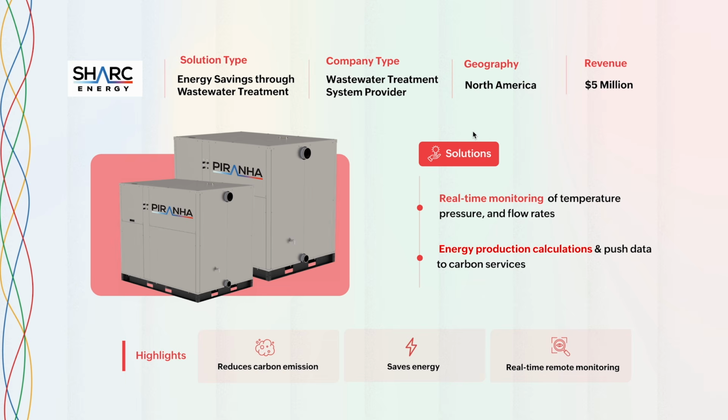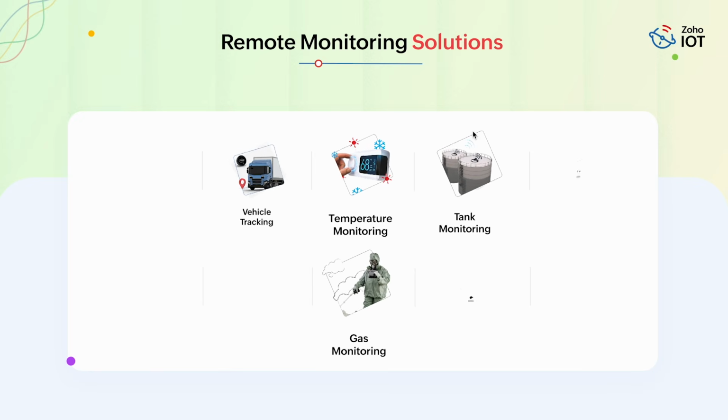And there's one more. Shark Energy is a wastewater and energy savings equipment manufacturer. They deploy this equipment in apartments and residential complexes, where they tap the wastewater and convert the heat to electrical energy, and they push this data to the Zoho IoT cloud, and from there they also claim carbon credits. We have those integrations from the Zoho IoT application. Overall they were able to reduce carbon emission, save energy, and do real-time remote monitoring.